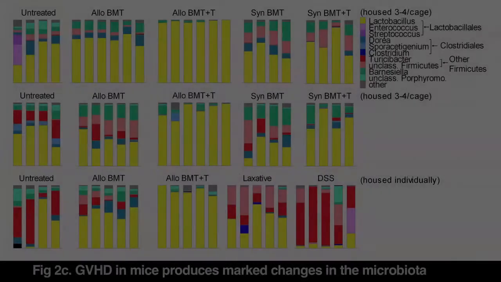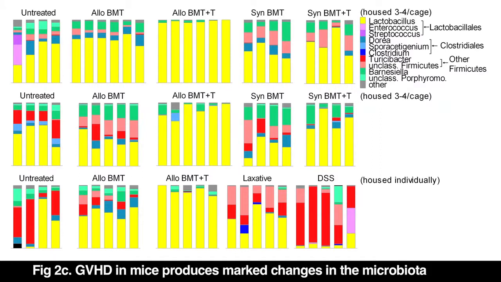In 2C, each row is an individual experiment. In yellow is lactobacillus. If you transplant them, a little bit to our surprise, there's not much in terms of changes. But if you give them graft versus host disease, you get this expansion in the lactobacillus. It's pretty dramatic. And you can't reproduce that either by giving them a laxative to reproduce the diarrhea, or by giving them dextran sodium sulfate, which is a chemical colitis-inducing agent.